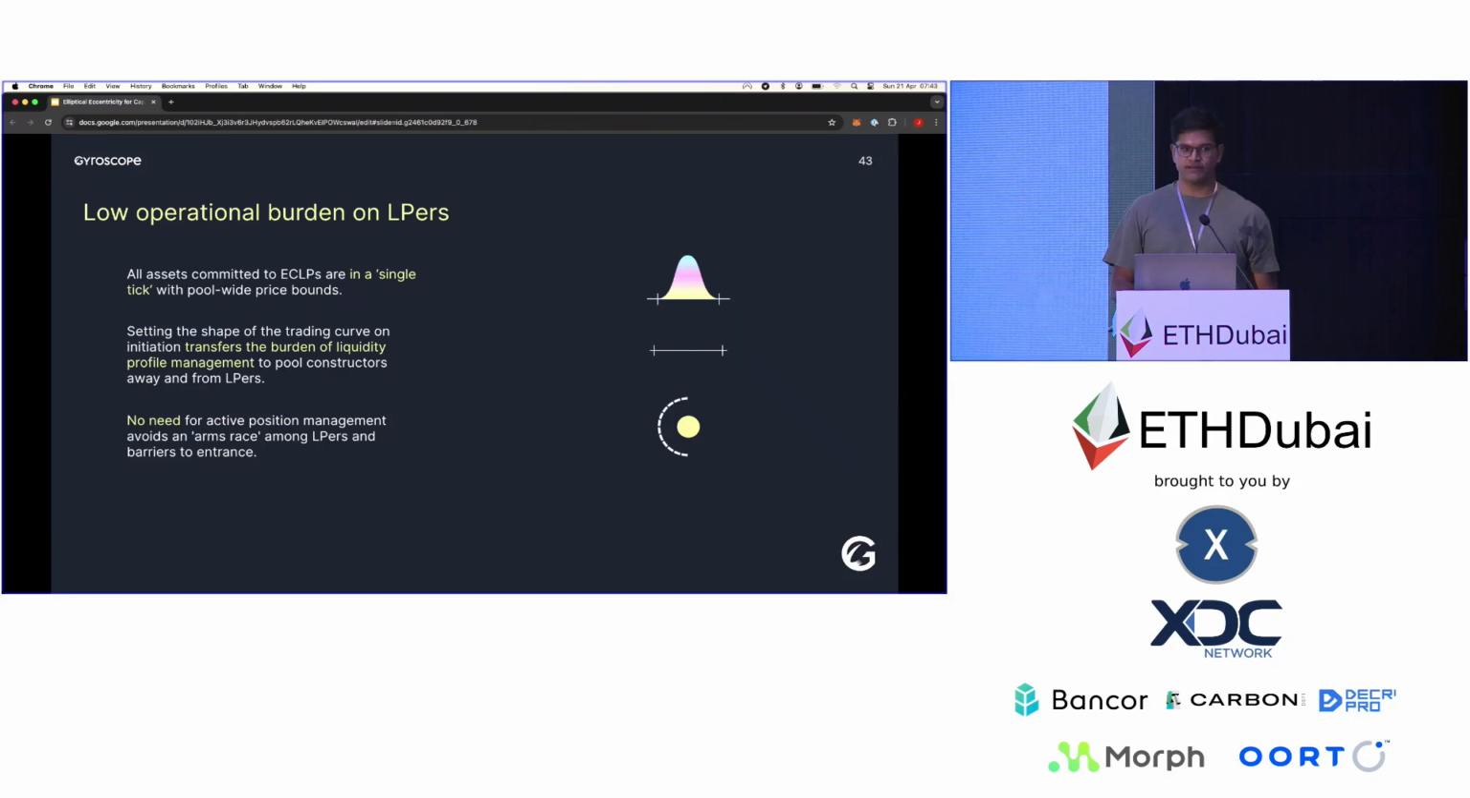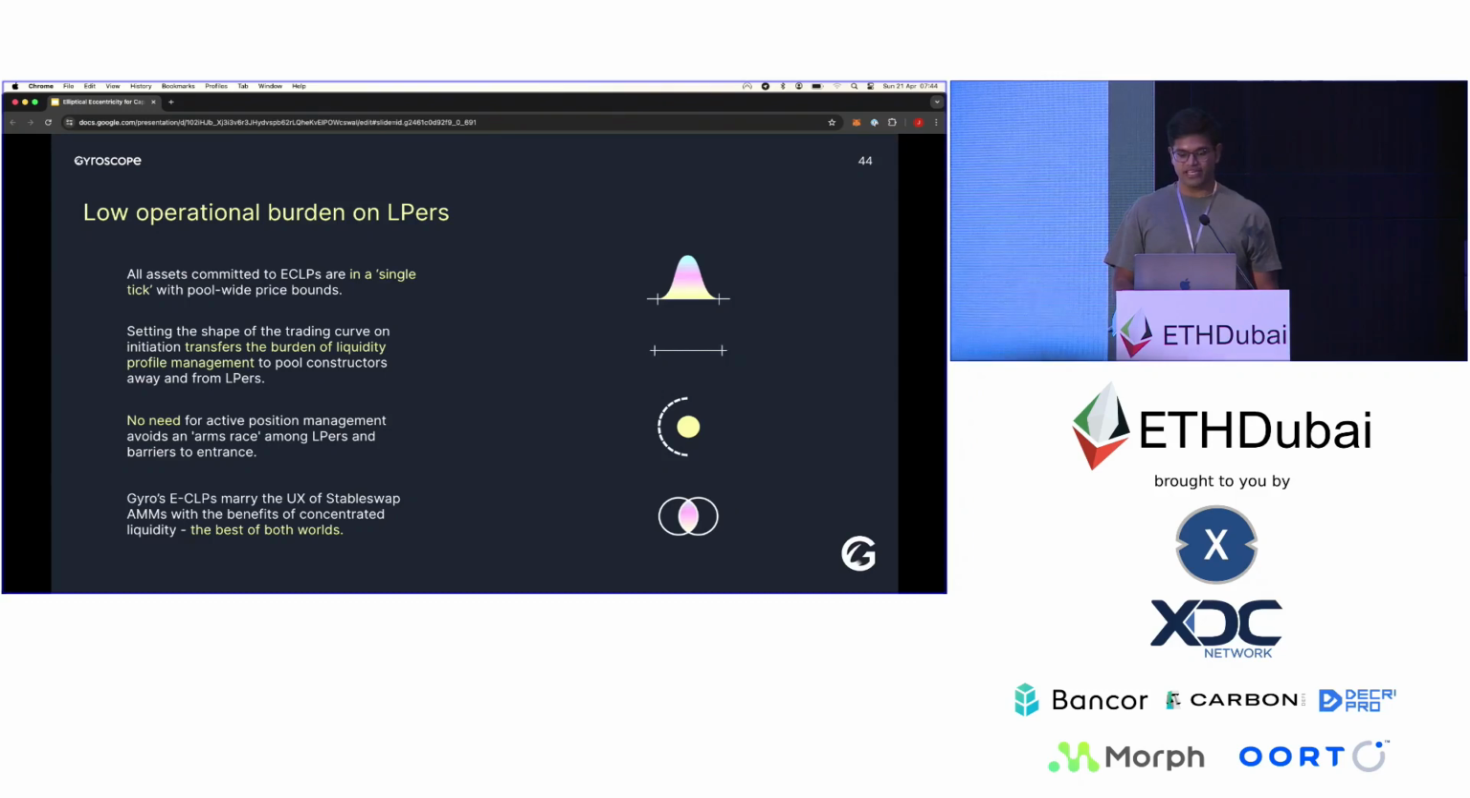So in Uniswap v3, with extreme flexibility comes extreme responsibility, and LPers are required to set their own liquidity profile by combining these v3 positions as we discussed. This may be practical for highly sophisticated DeFi users, but it's not always practical for everyone. And the lack of need for active position management with the ECLP avoids this arms race as liquidity providers scramble to update and optimize their positions with the incoming new market information. This also allows for lower barriers to entry for liquidity providers. Just join the pool on the Gyro UI and let the ECLP do the rest.